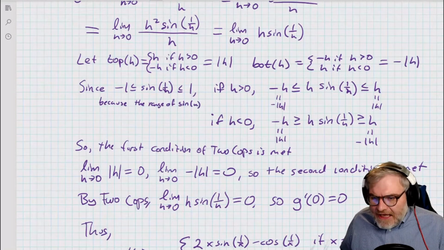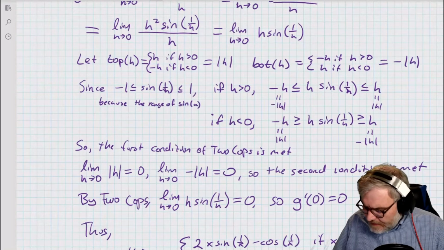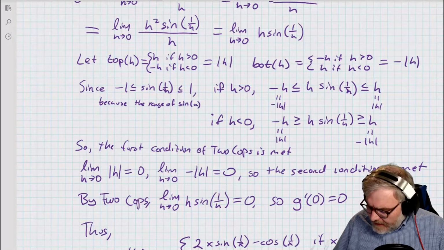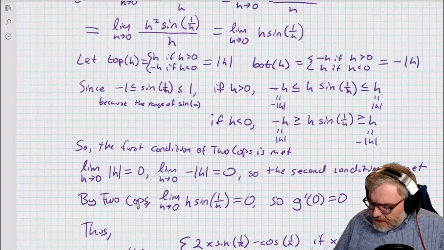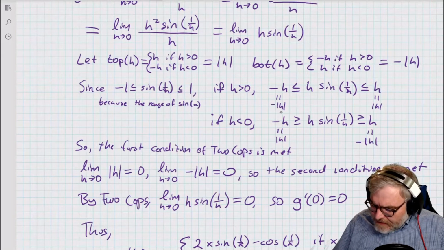Because of the range of sine, I'm still going to be stuck between negative 1 and 1 when I do this. So if h is greater than 0, I don't flip the signs, and I get negative h is less than or equal to h times sine of 1 over h is less than or equal to h, and h is greater than 0, so this is negative absolute value of h, this is absolute value of h, right there.